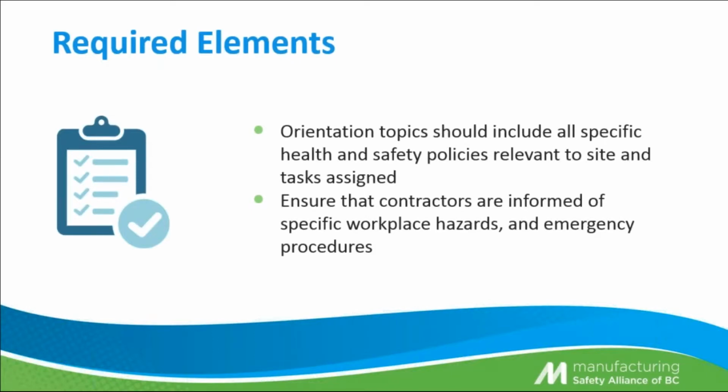The required elements should cover all specific health and safety policies relevant to site and tasks assigned. Examples of these are mobile equipment policies, or certain areas are radio controlled. They need to be clearly communicated to contractors working on your site. We need to ensure that the contractors are informed of specific workplace hazards and emergency procedures, such as where is the marshalling point, what is the emergency evacuation procedure, and what are the horn signals.